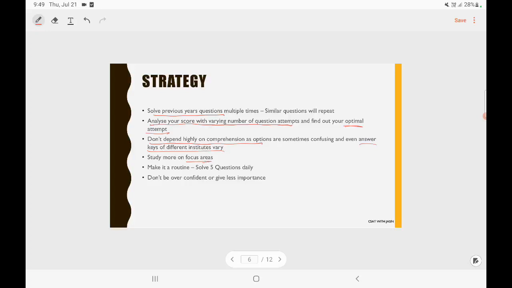Okay, then if you are weak in CSAT, make it a routine. You need to solve 5 or 10 questions daily. I assure you that it will surely help you. So make it a routine.